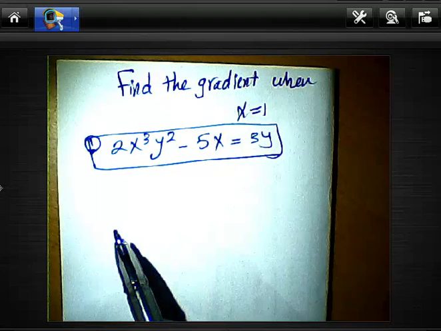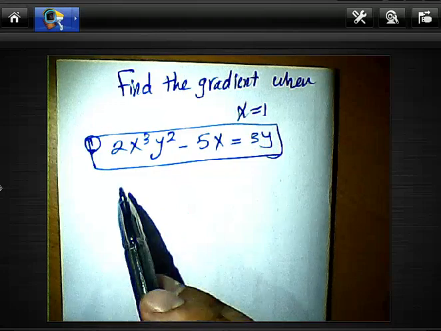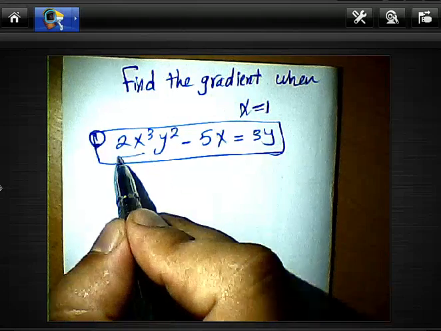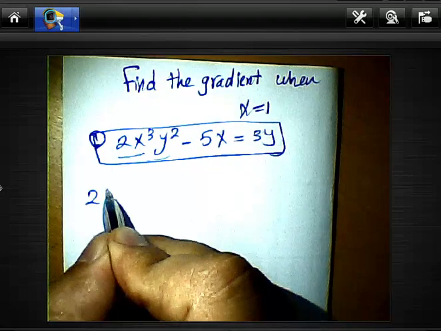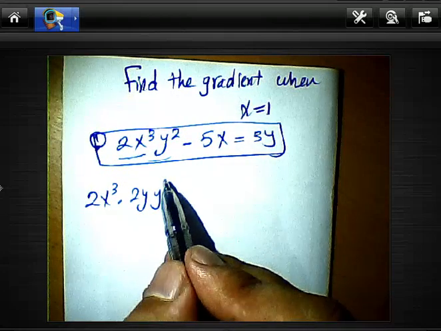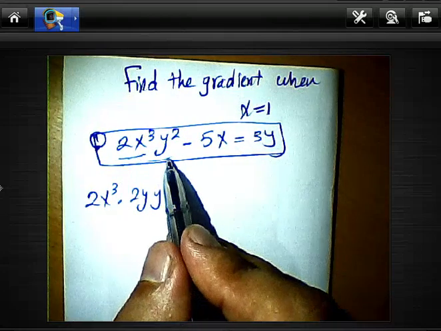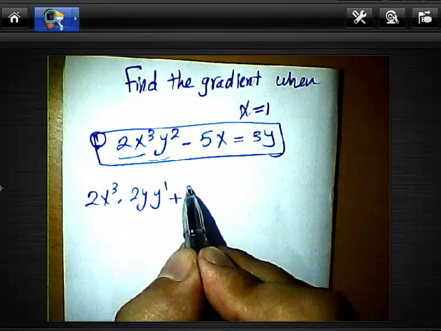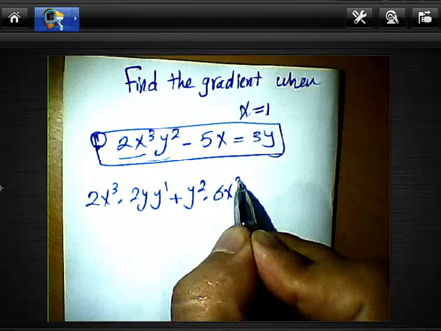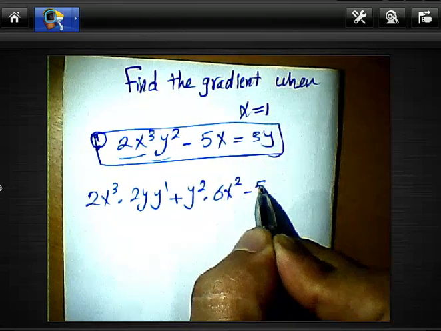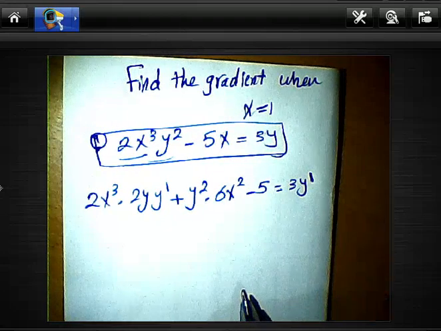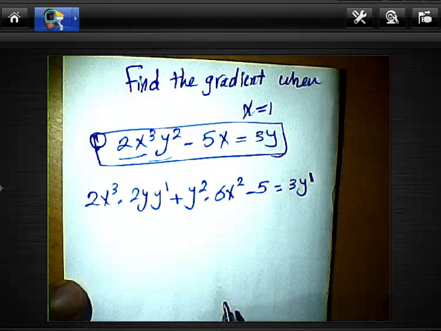First, we want to find the derivative of this function. We know the coefficient, we can write it outside here, or you can divide it into terms: 2x^3 multiplied by 2y y'. For the derivative of this product, first multiply the derivative of the first by the second, plus the second multiplied by the derivative of the first. The result will be 6x^2 - 5 = 3y', and we can complete the steps.